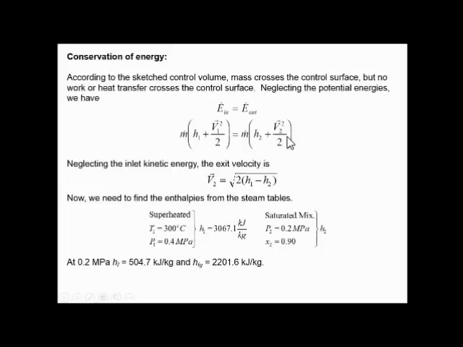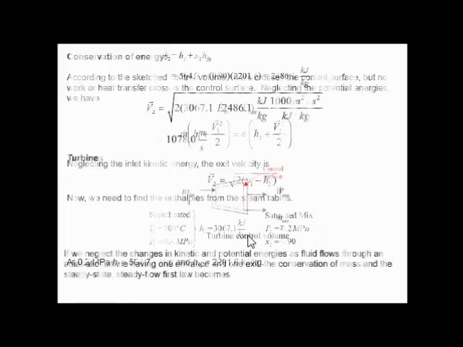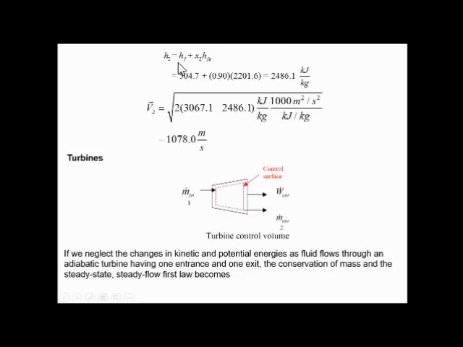By considering the conservation of mass and conservation of energy, we get both of these formulas, and neglecting the inlet kinetic energy, the exit velocity will be V2 equals the square root of 2 into H1 minus H2. H1 and H2 you will get from the steam table, because it is given as T1 equals 300 degrees and pressure 0.4 megapascal, so it comes up to the superheated state, and you will get the corresponding H values from the steam table. After substituting all the values, you will get H2 equals hf plus x2 hfg. Putting this value of H2 in V2, we will get the value of the outlet velocity.